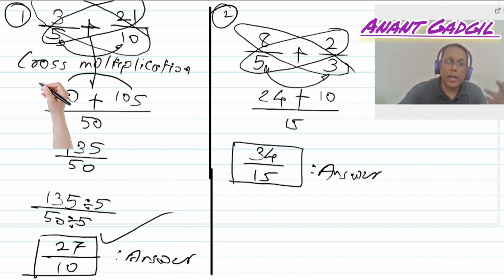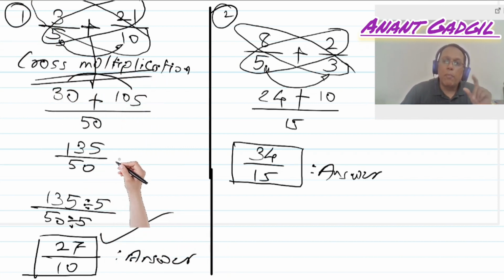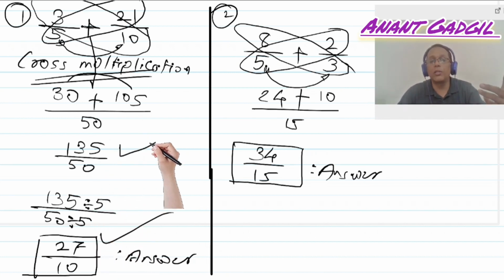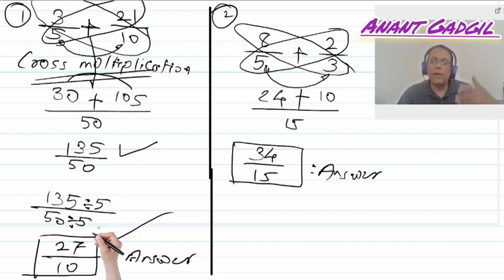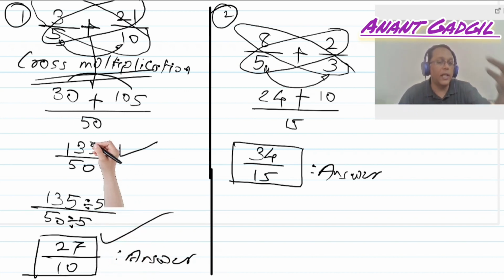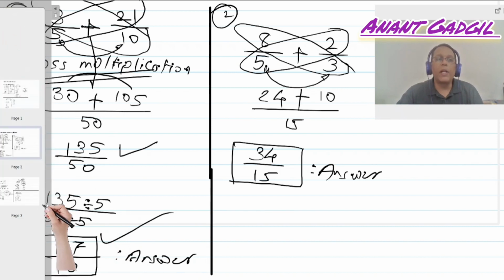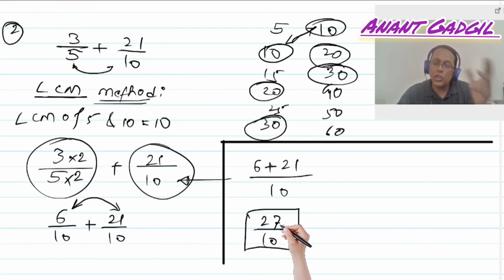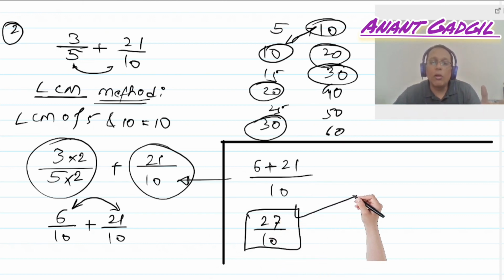And by the cross multiplication method, in this method you had to divide it again. Our answer was 135 by 50. Then we had to divide both of them by the same number 5 and then we got the answer. But if you solve by the LCM method, then you don't have to do this step. Your answer will always be in the simplest form, most of the time.